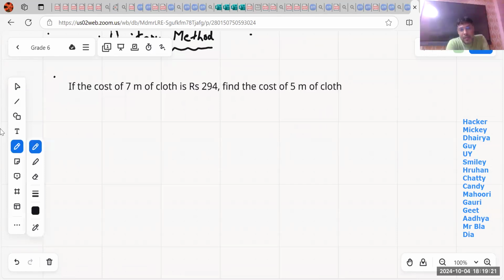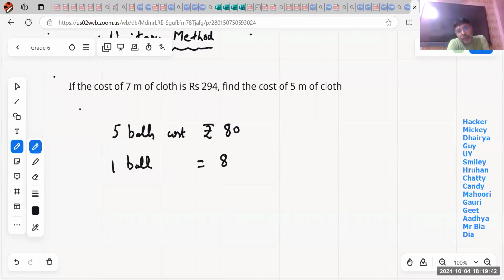So kids, first, let me remove this question. Don't do this question. When we are in primary grades, suppose I tell you 5 balls cost 80. So what is the price of one ball? For finding the cost of one ball, we always divide. We will do 80 divided by 5. That will give me 16. Got it? Yes or no?